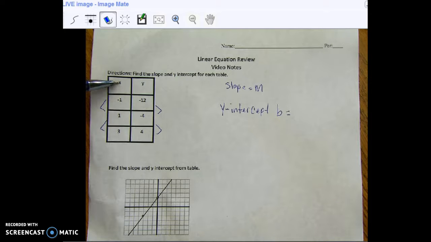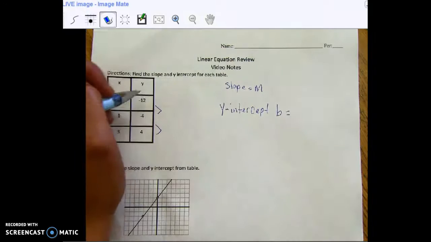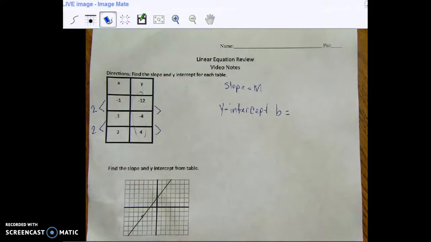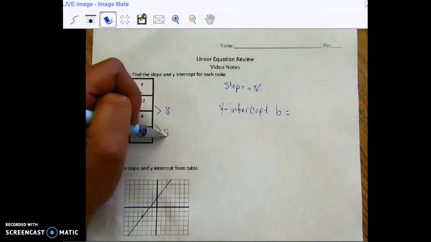So here's an example. On my x, it's -1 to 1. X moved 2 places positive because I'm going from a negative number to a positive. The next one, I'm going to go from 1 to 3. I'm also increasing the values by 2. The next one, I'm going to look at y now. I'm going to look to see if it's increasing or decreasing. It's going from large negative numbers to a smaller negative to a positive. So I know it's increasing. From -12 to -4, I get 8. From -4 to 4, I get 8.